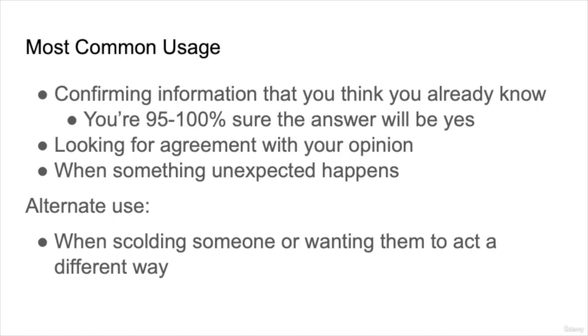Another use is when something unexpected happens and you want to confirm information surrounding that situation. An alternate use is when scolding someone or wanting them to act in a different way. So your negative question is hoping they will act a different way. Although this can be tricky to use accurately and can come across quite negative.